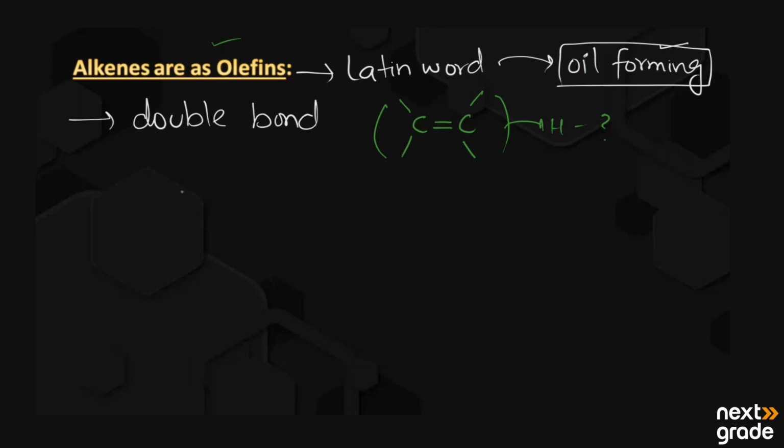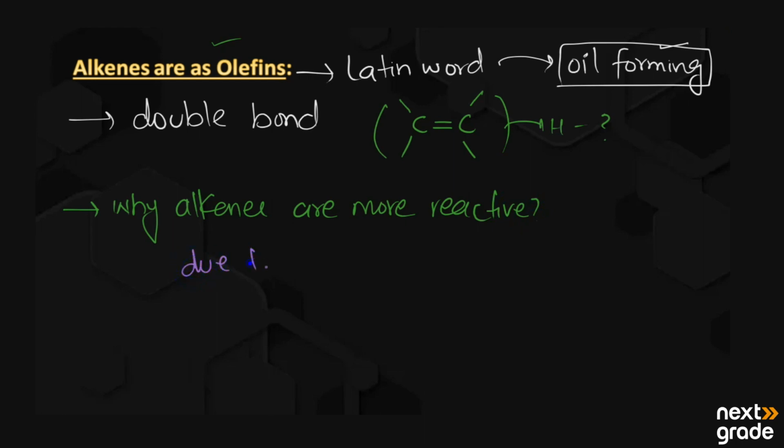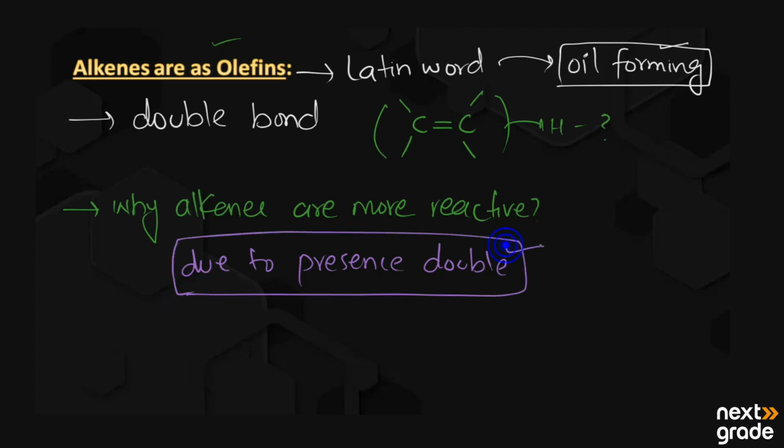Next, if we have a look at reactivity, a question arises: why are alkenes more reactive? The reason is the presence of a double bond. The simple answer is due to the presence of a double bond, because a double bond is not a strong bond, so it is easy to break. That makes the alkenes more reactive.